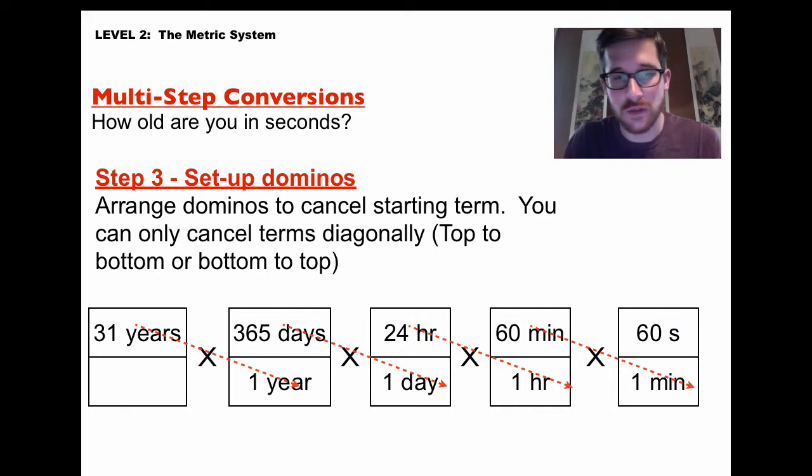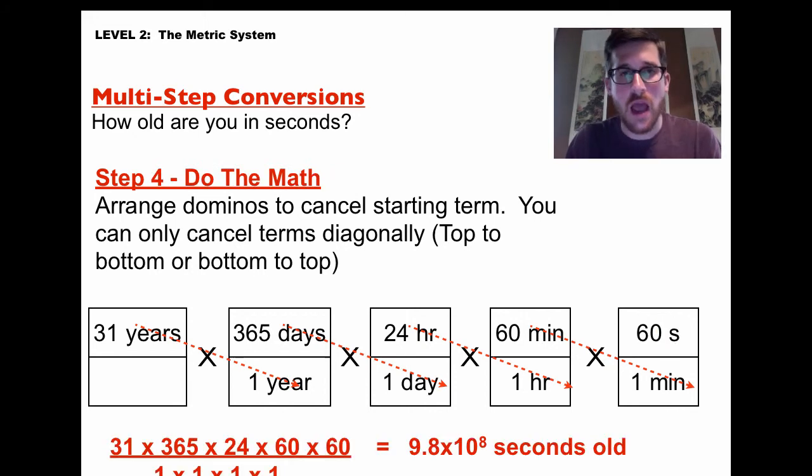Whoa, let's do that a little bit better. I want my answer in seconds, right? That's what the question is. How old are you in seconds? So the final domino has to have whatever units you want on the top. That way it's telling you, okay, you got rid of all of these units. Okay, you're converting the units into seconds. See how that works? All right, so now we do the math.